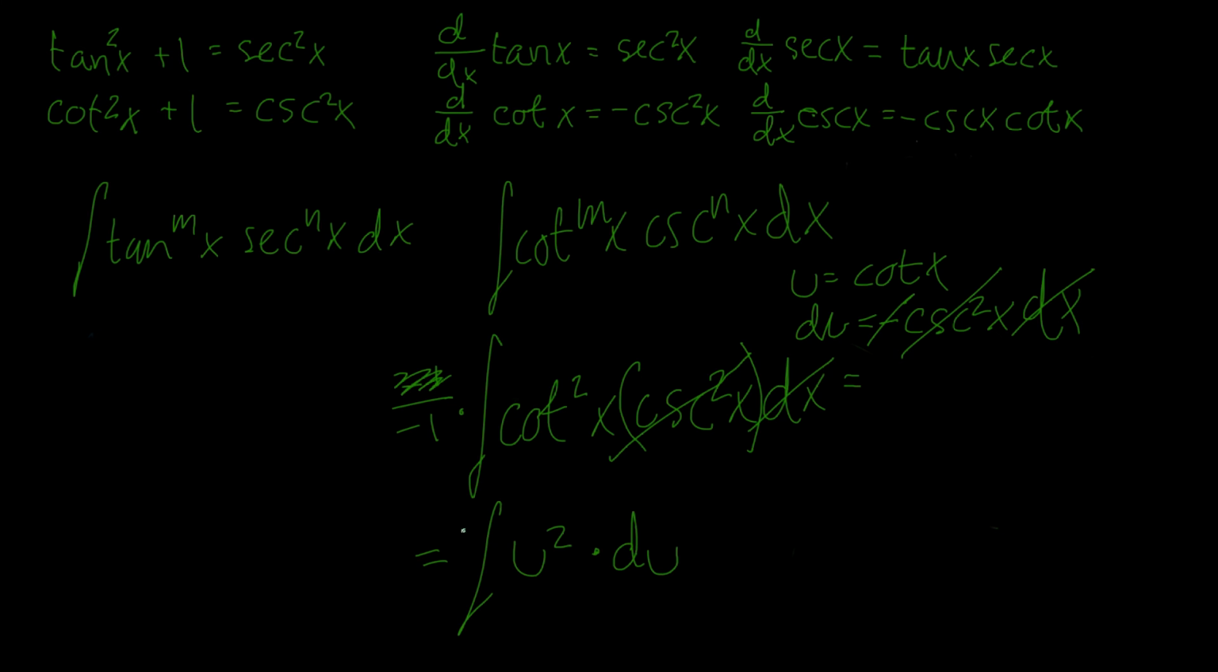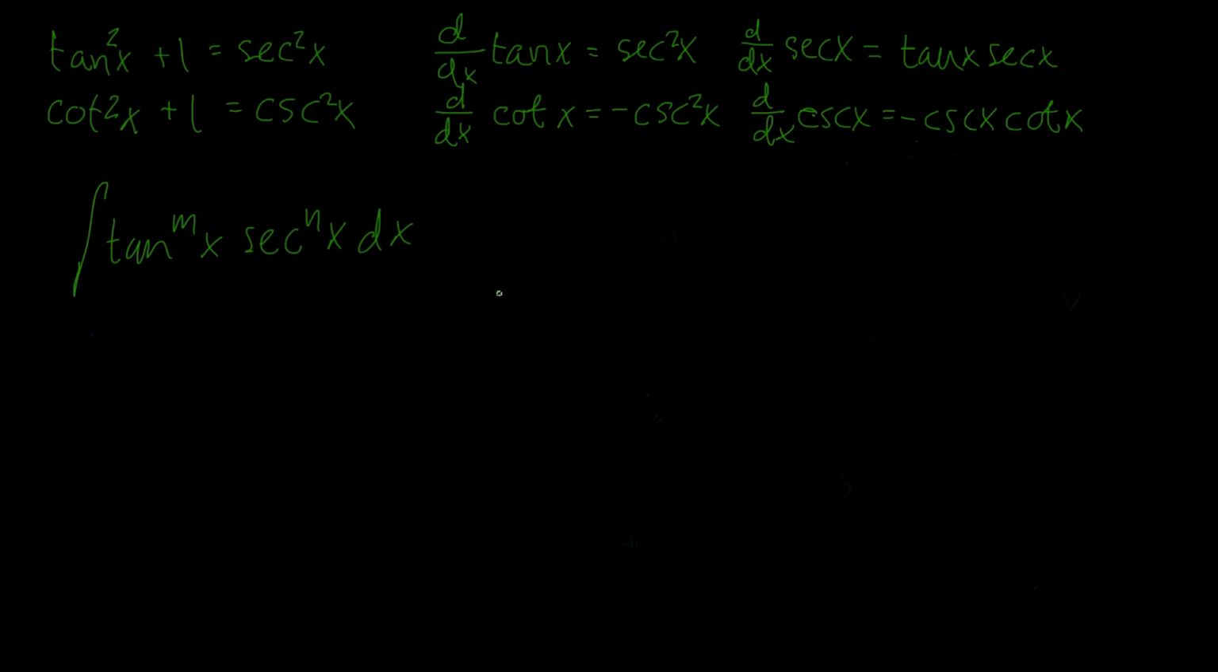And that means I'm going to be left with a 1 over negative 1, which is just negative. And so my integral is going to be the negative integral of u squared, which becomes negative u cubed over 3, and I can sub back in my cotangent function, and I'll get negative cotangent cubed x over 3 plus c. Just like that, the problem is solved.